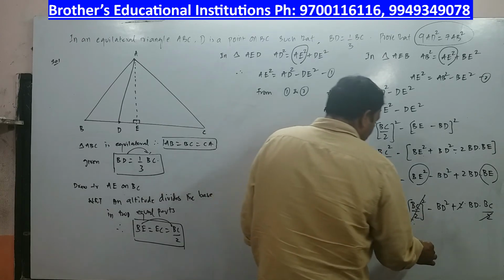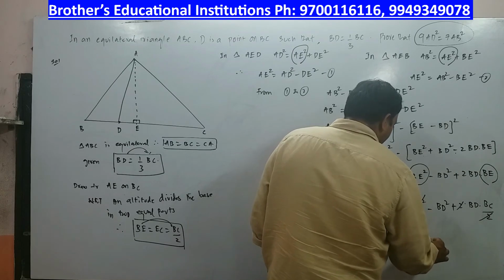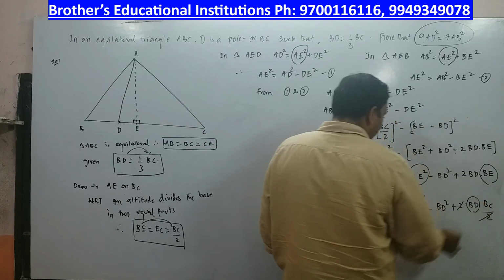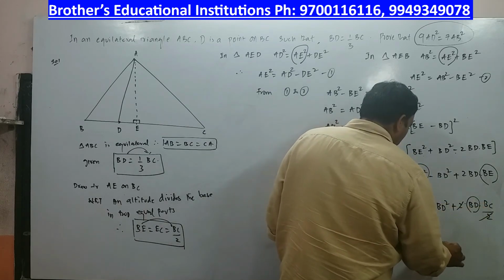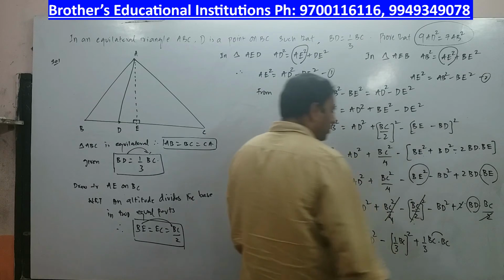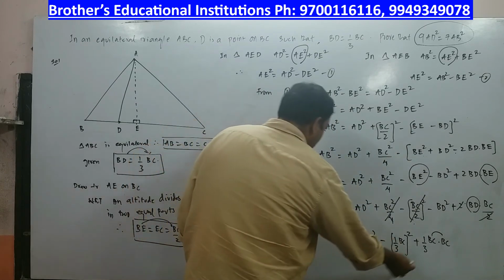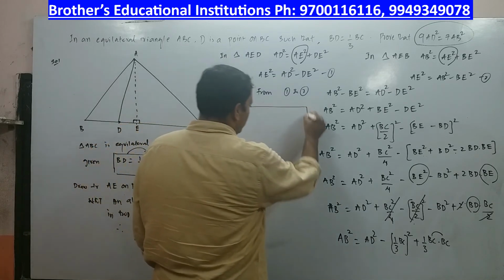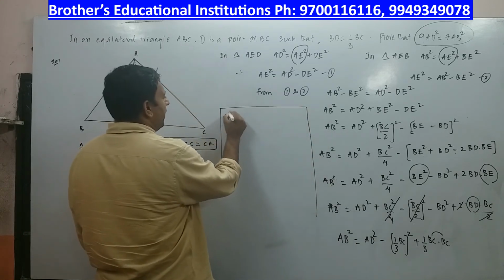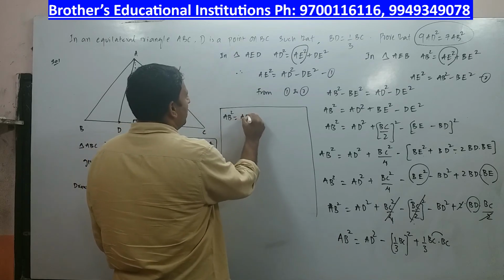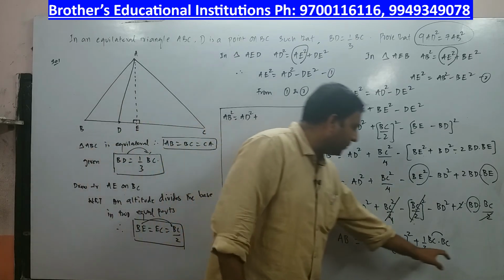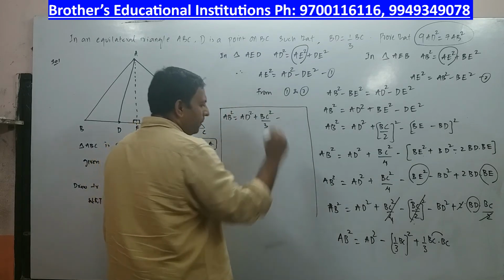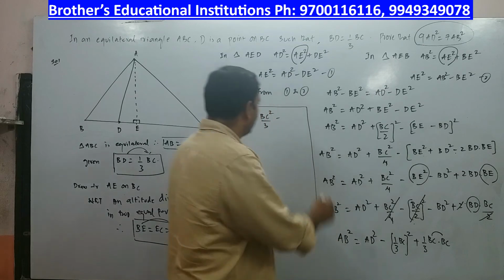Alright. Minus, you have BD is 1/3 of BC. So instead of this BD, I'll write 1/3 of BC into, what do you have? BC. So what is BC into BC? BC square. Here also you have BC square. So let us write these things together. You have AB square is equal to AD square. Now let me put this step here. BC into BC is BC square. You have BC square by 3 minus (BC by 3) whole square.